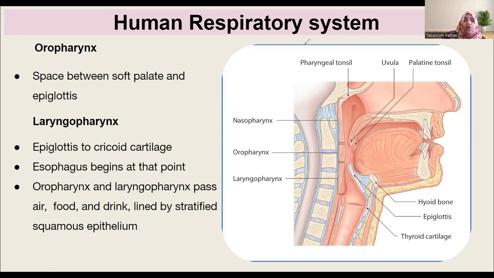Okay. So your whole pharynx is divided into three regions: naso, oro, and laryngo. These are the regions on the diagram. Okay, and we have discussed the function also. So nasopharynx will allow only passage of air that is coming from the nasal cavity, and the oropharynx and the laryngopharynx will allow the air, food, and drink both.